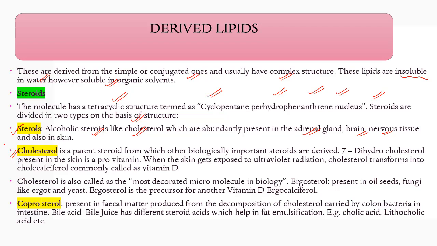Cholesterol is the parent steroid from which the other biologically important steroids are derived. 7-dihydrocholesterol is derived from cholesterol, which is present in the skin and is a provitamin. When the skin gets exposed to UV radiation, it transforms into cholecalciferol, that is vitamin D.